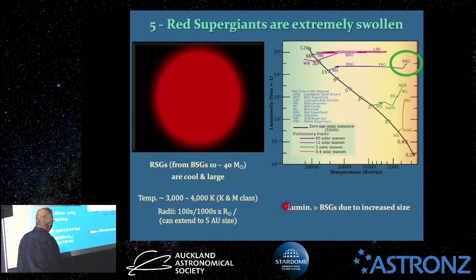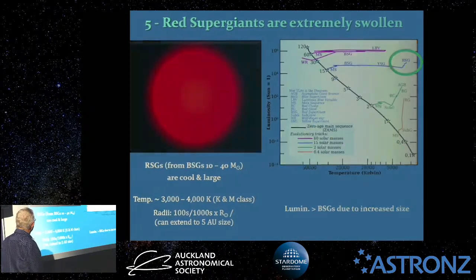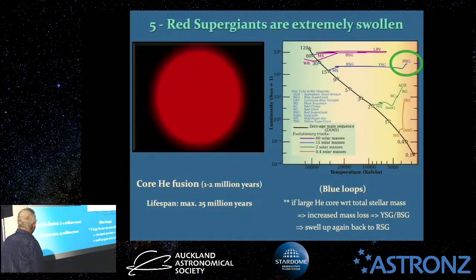And the luminosity, you can see here on the Hertzsprung-Russell diagram, they're a little bit brighter than the blue supergiants. Why? Because of their increased size. So their core fusion, they're burning through their helium at this stage.